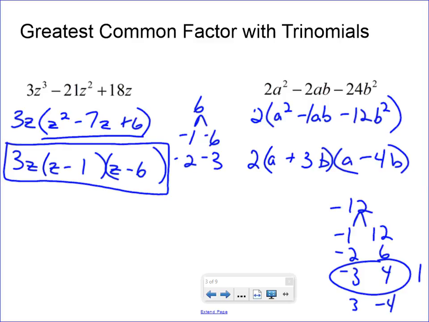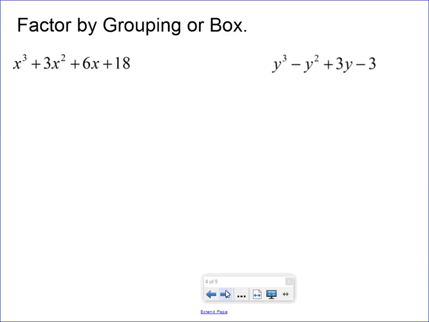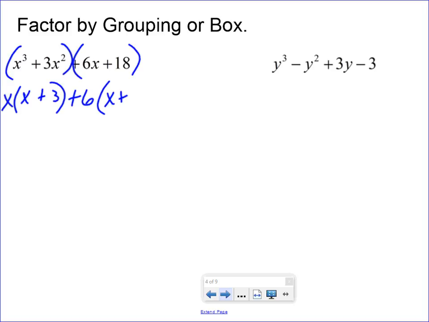Okay, next one. If we factor by grouping or by using a box, I'll show you both methods. The first method I'll show you is by grouping. If I factor by grouping, I'd simply group the first two and the last two terms, and then I'd look in the first two terms and see what is common, and I'd factor that out. So in this case, it would be an x. And if I factor out that x, I would be left with an x plus a 3. If I look at the second two terms and ask what's common, I would say a 6. So I would factor out a positive 6, and what I'd be left with is an x plus a 3.